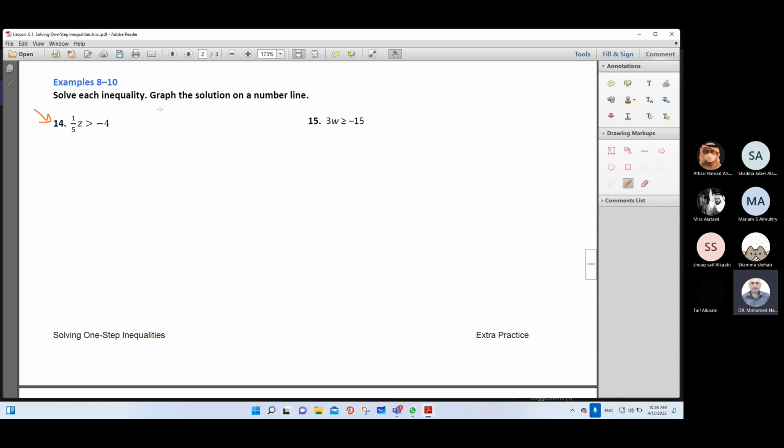Solve each inequality, graph the solution on a number line. As you see, to solve this inequality, always remember we want to keep the variable unknown in the same side. So we want to remove the number with the variable here. As you see, the number will be a fraction. To remove the fraction, you can multiply by the reciprocal. What is the reciprocal of 1 over 5? Will be 5. So we can multiply the two sides by 5.